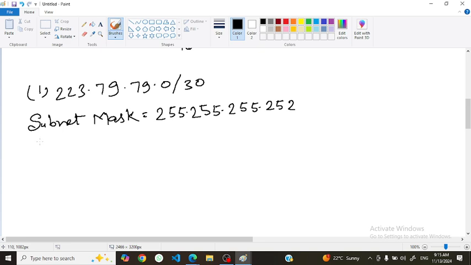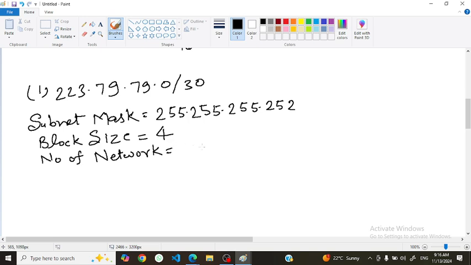Okay. Subnet mask, and the required subnet is 2 to the power 6. Block size is 4, and the number of networks is 2 to the power 6, and the number of valid hosts is 2 to the power 2 minus 2, that's 2.